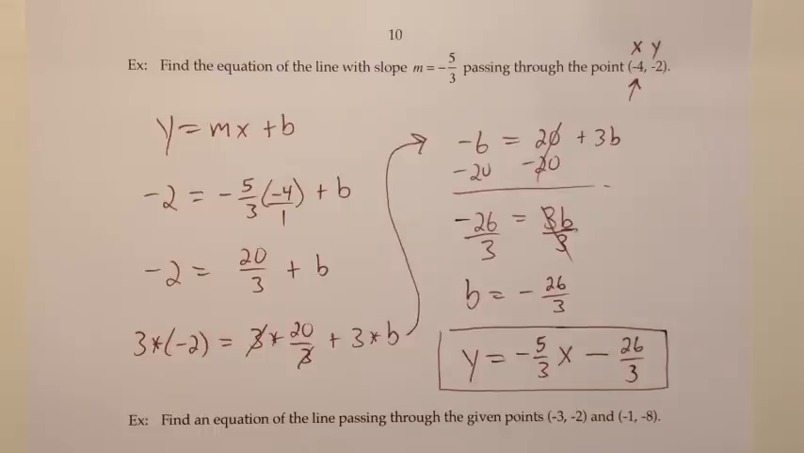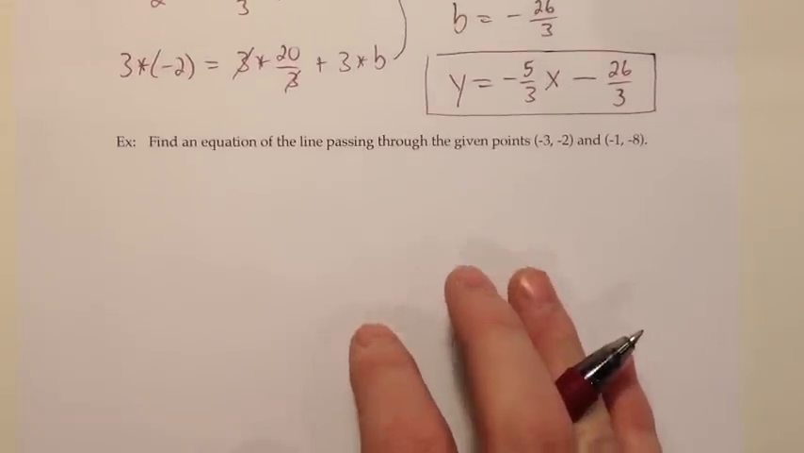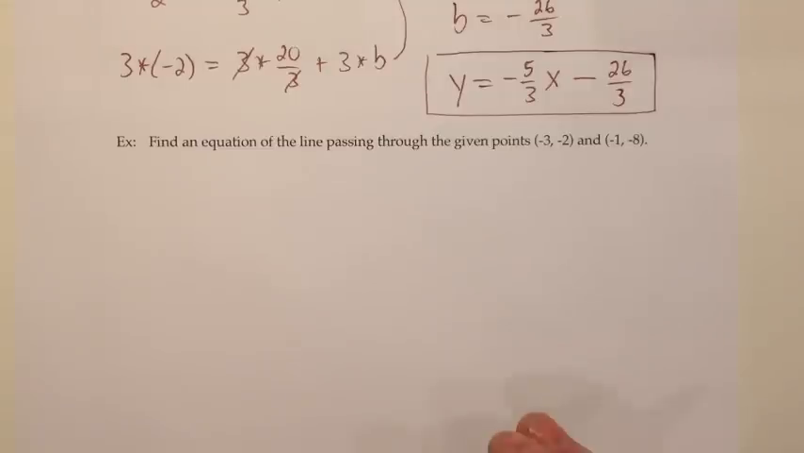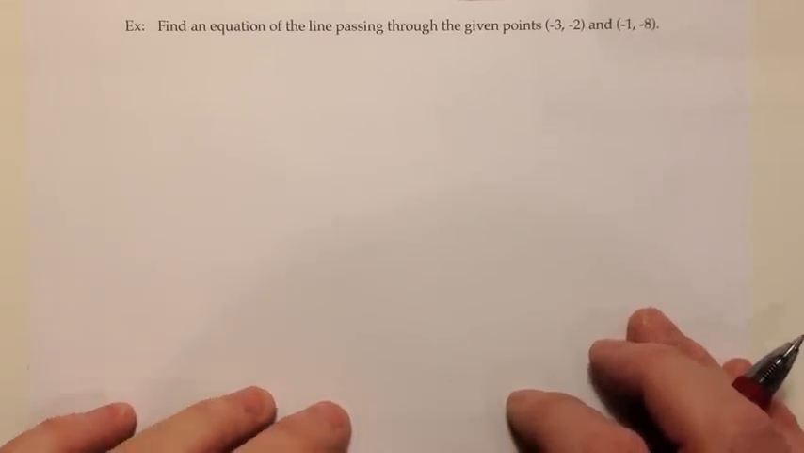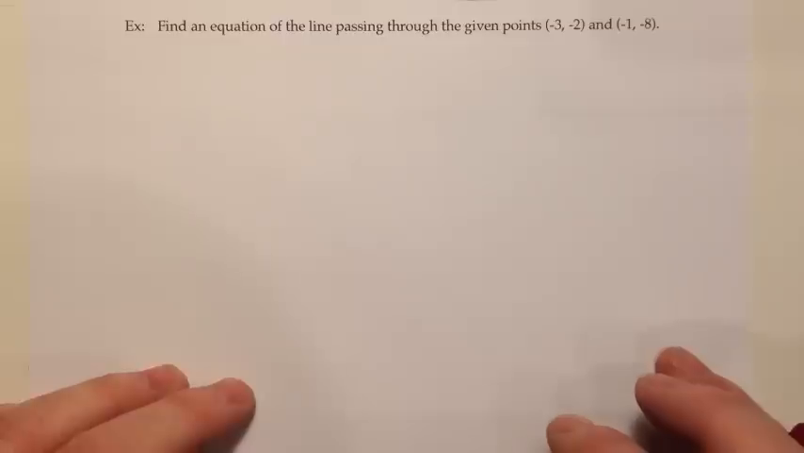All right, let's look at another one. And in this variation, they're asking us to find an equation of the line that's passing through the given points (-3, -2) and (-1, -8). And the key difference on this one is the slope is not given at all.